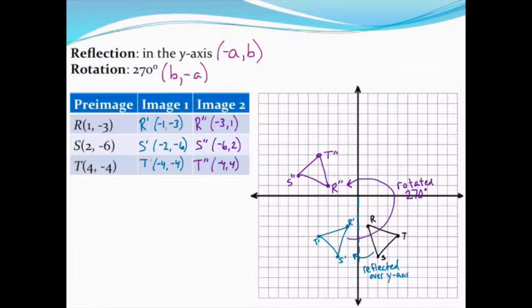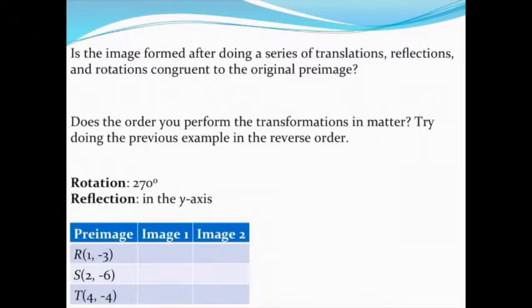Finally, what I want to do real quick is investigate whether or not the order of the transformations, what order we do them, matters or not. We've already answered this first question. Yes, the original pre-image and our image are always congruent to each other as long as we stick with translations, reflections, and rotations. They're always congruent. But the second question is, does the order matter?